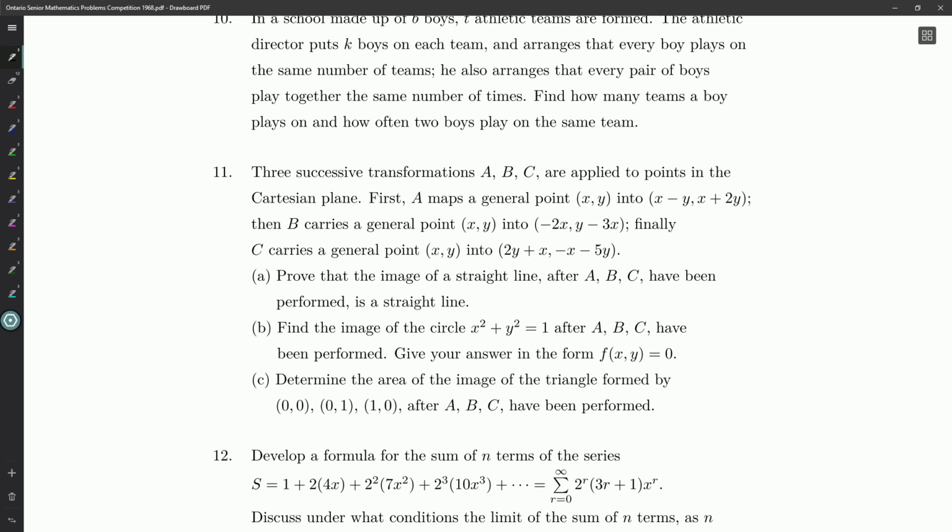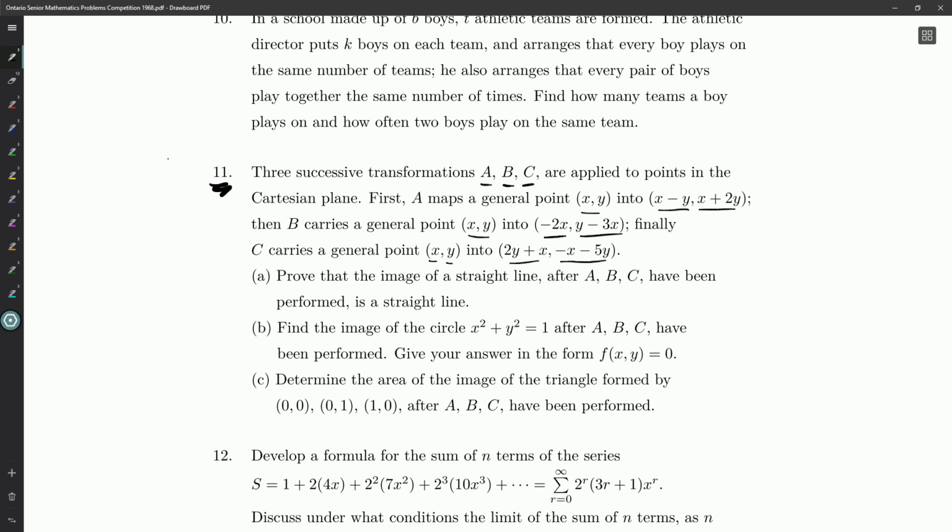We're looking at more of our Ontario Senior Math paper from the year 1968, and we are up to question number 11. Three successive transformations, A, B, and C, are applied to points in the Cartesian plane. A takes (x, y) to (x minus y, x plus 2y). B takes (x, y) to (minus 2x, y minus 3x). And C takes a point (x, y) to (2y plus x, negative x minus 5y).